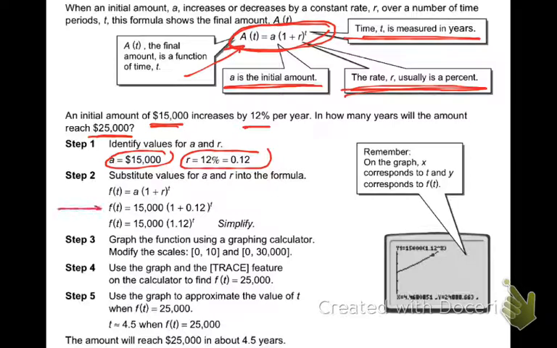Okay, this is the key right here. So I have my initial amount, and I want to take 1 plus 0.12. Does anybody know why there's a 1 there? Why I'm adding 1 to that rate?